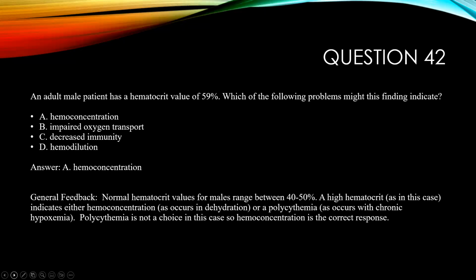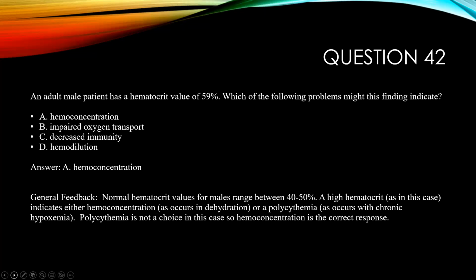Normal hematocrit values for males range between 40 and 50. Some of the books will say 40 to 48 or 49. A high hematocrit, as in this case, indicates either hemoconcentration, as occurs with dehydration. So you have less blood volume. As a patient is dehydrated, there will be less blood volume. That's the way it works. You may have the same number of red blood cells, but there's less volume.